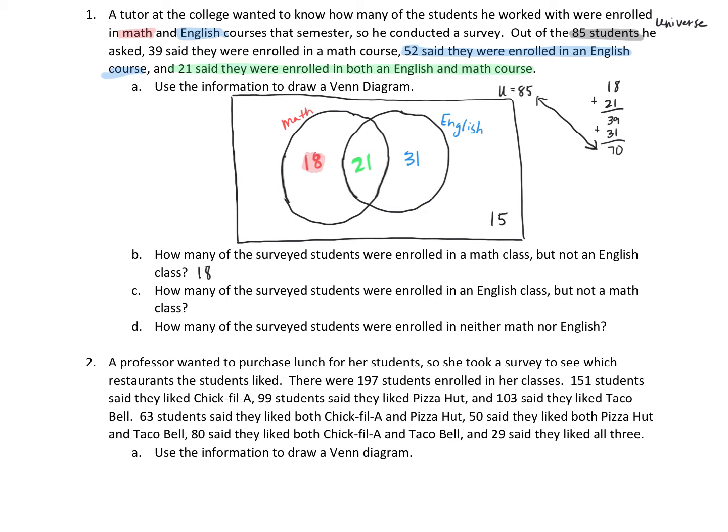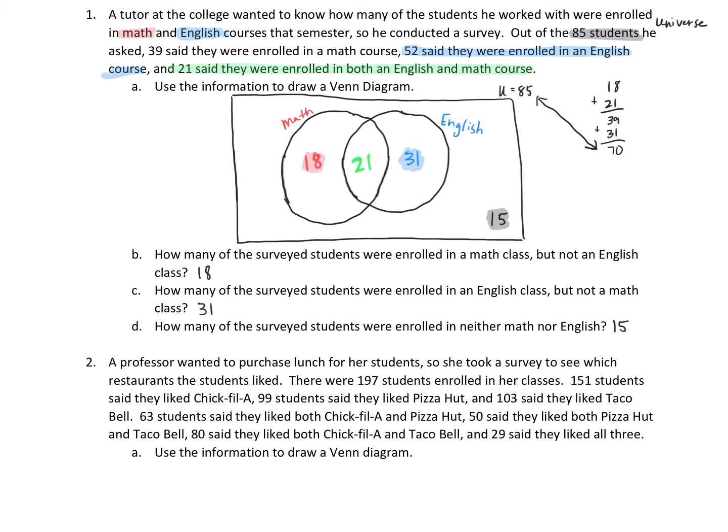How many of the surveyed students were enrolled in English but not math? So that would be the ones over here that are in English but are not in that combined space. So that would be 31. How many of the surveyed students were enrolled in neither math nor English? Well, that's what we talked about just a few minutes ago. That's the 15. So 15 students were surveyed, and they were in neither math nor English.